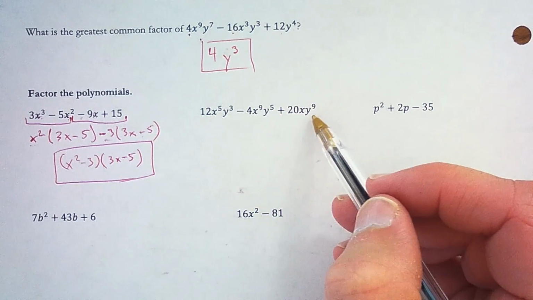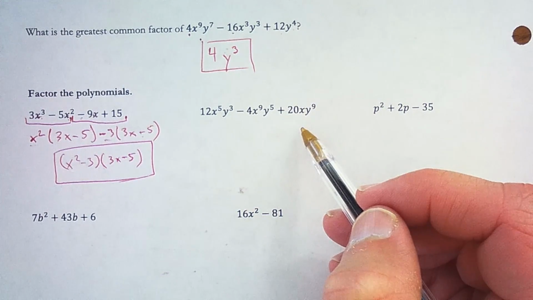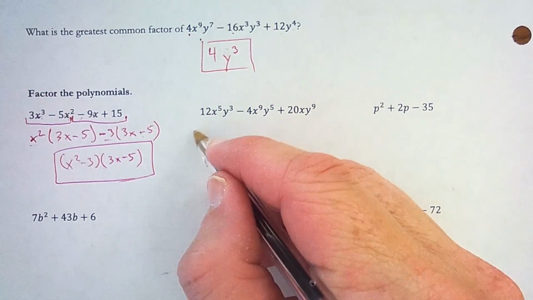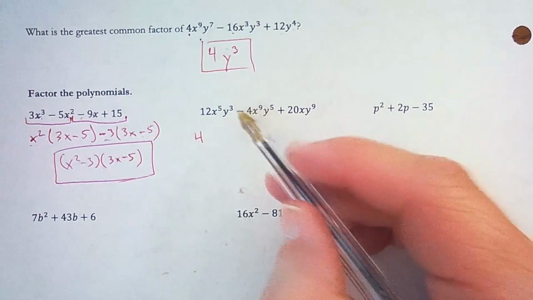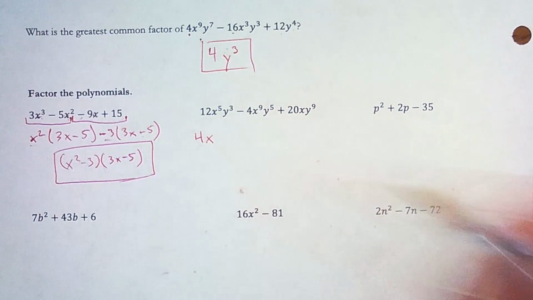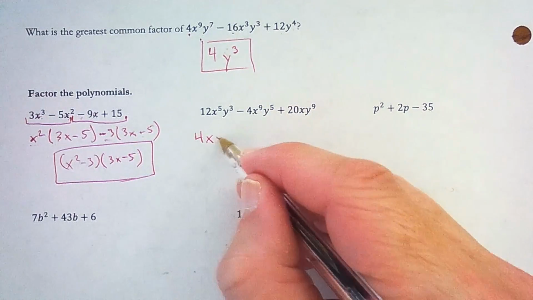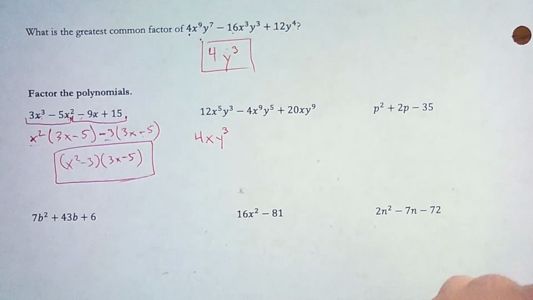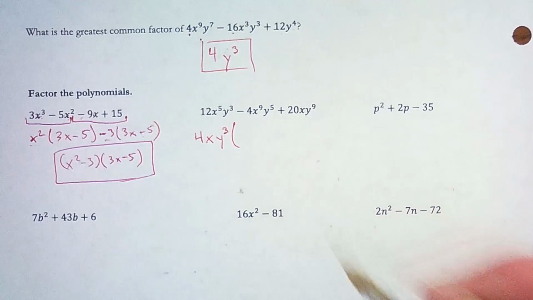Here, it looks like greatest common factor is the only thing I'm going to be able to factor out. And I believe the number for the GCF is 4. All the terms do have an x. The lowest is the first power, so 4x. All the terms have a y, and the lowest power on the y is 3. So 4xy cubed is my GCF.